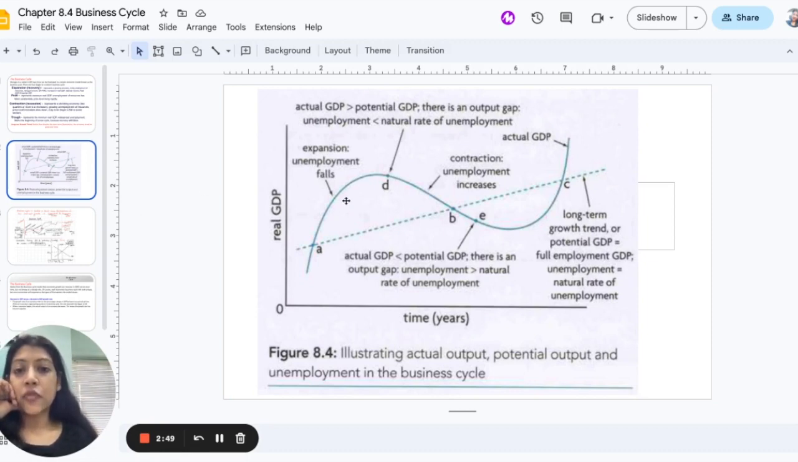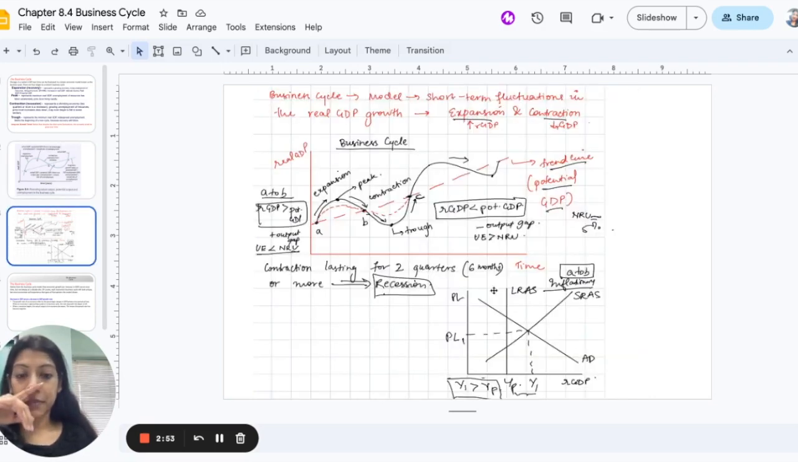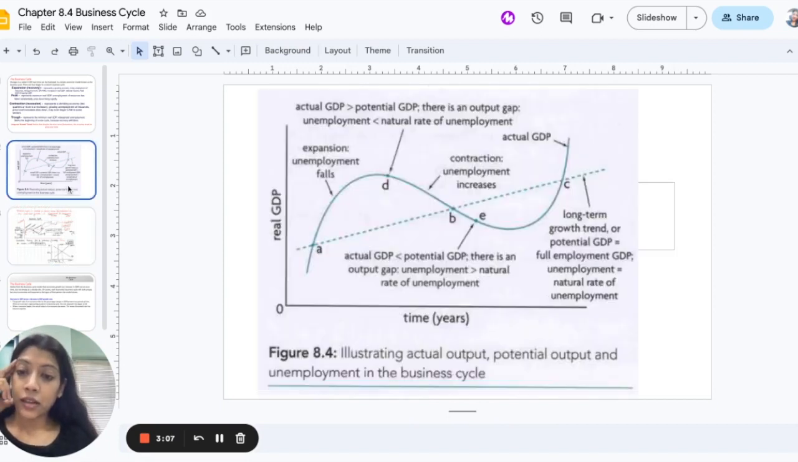So this is that inflationary gap which you show through your ADAS or your monetarist diagram. As we can see here, this is an inflationary gap. So it corresponds with this. You can also use the Keynesian diagram to show that inflationary gap and correspond it with the business cycle and showing that expansion. So this is the first stage of the business cycle.